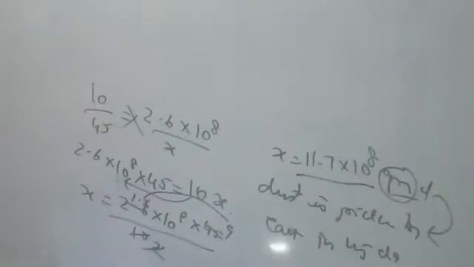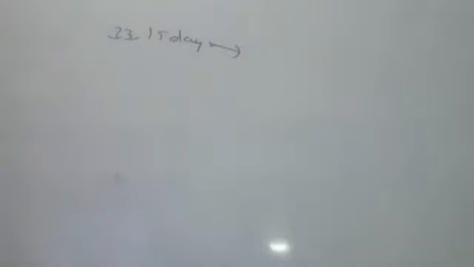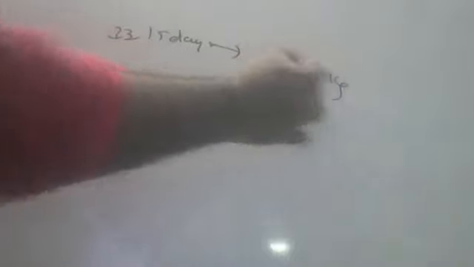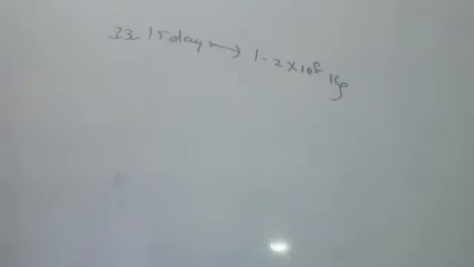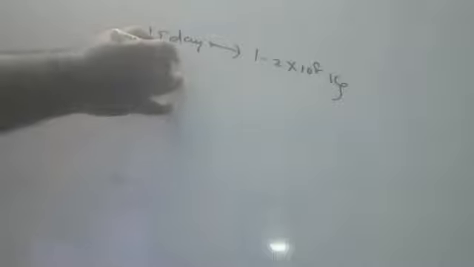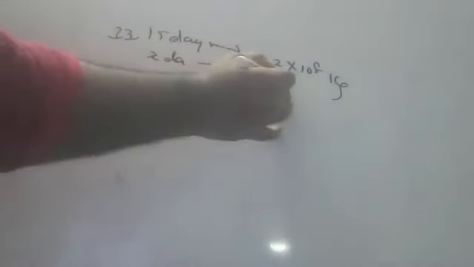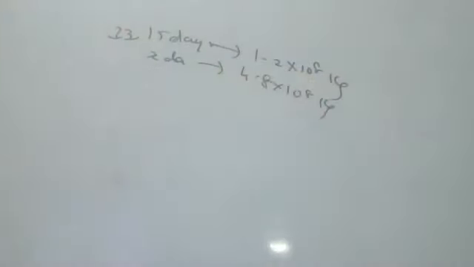Go to the last question, 23rd question. Please check, all of you. He's saying that in 15 days, Earth picks up 1.2 into 10 to the power of 8 kg of dust. Then in how many days does it pick up 4.8 into 10 to the power of 8 kg of dust, is the question.